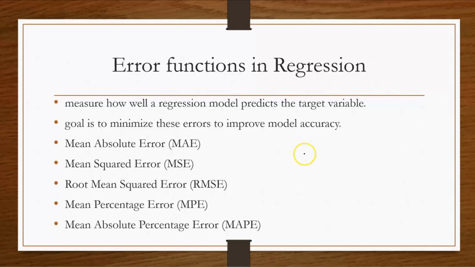In this video, we are going to see the different error functions in linear regression. This error function measures the accuracy of a regression model, that is, how well a regression model predicts the target variable. Our goal is to minimize the error to provide model accuracy. So we are going to see different types of errors. The first one is mean absolute error, mean squared error, root mean squared error, mean percentage error and mean absolute percentage error. We can see in detail one by one.